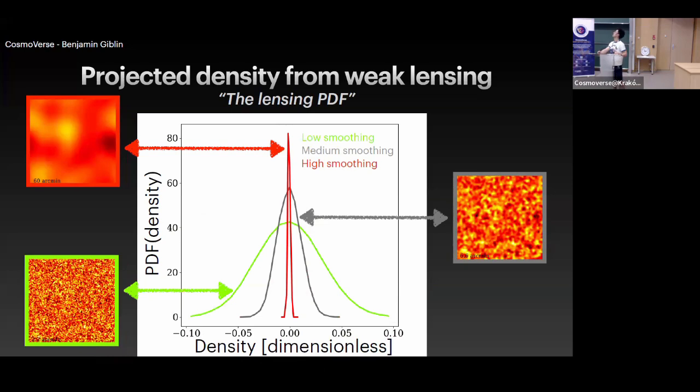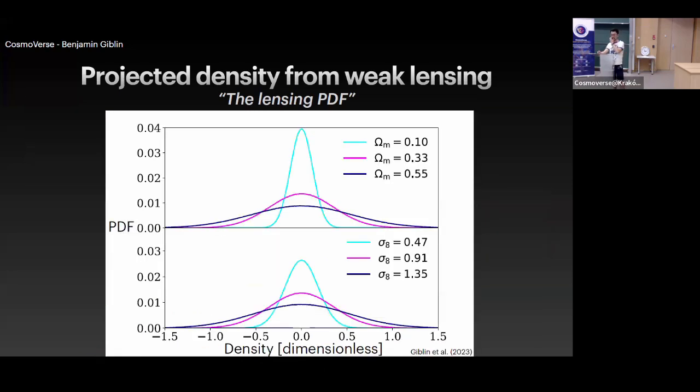So let's look at the cosmological sensitivity of this statistic. These PDFs look very Gaussian, and that's because they are measured from Gaussian simulations. And you can see the dependence on the matter energy density and the amplitude of density fluctuation sigma 8 in the upper and lower panels. So as you increase these parameters, you get a universe that has higher abundances of very overdense or very underdense regions.